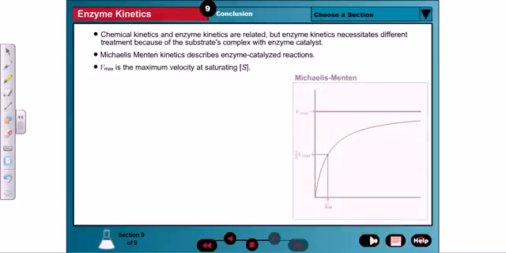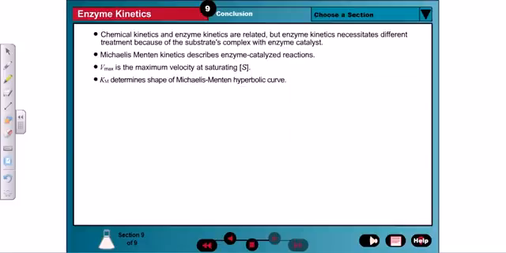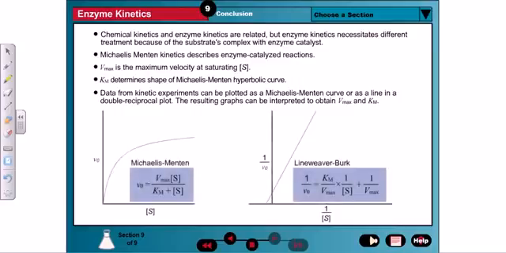Vmax is the maximal velocity of an enzyme-catalyzed reaction at saturating substrate concentration. Km is loosely related to substrate affinity, but a more correct description is that it determines the shape of the Michaelis-Menten hyperbolic curve. Kinetic experiments can quantify how the rate of an enzyme-catalyzed reaction changes with the concentration of substrate. Data obtained can be plotted and fit to the Michaelis-Menten equation, or rearranged into a double reciprocal plot. From these graphs, the kinetic parameters Km and Vmax can be obtained.